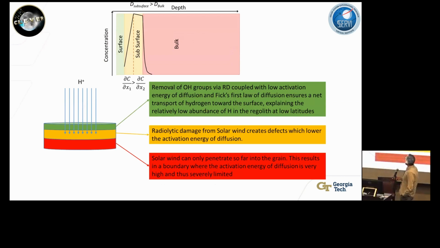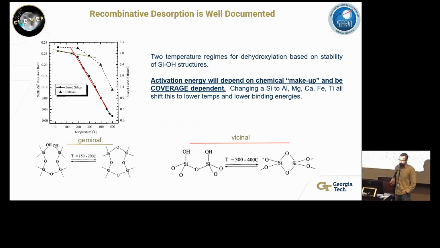I'm going to skip this slide to save some time. This is just an argument for why we don't really see mass transport into the bulk. Most of you have probably seen this slide by me or by Tom at earlier conferences here. This is just a very simple introduction to what recombinative desorption is. It's basically a simultaneous reaction and desorption event between those hydroxyls. This right here is just an example of SiO2. The figure here is showing the decrease in that infrared OH stretching as a function of temperature.